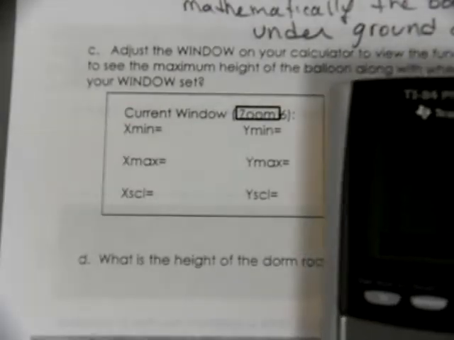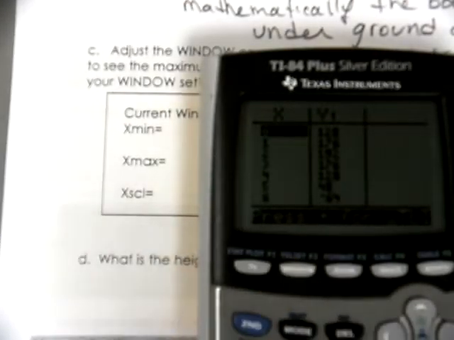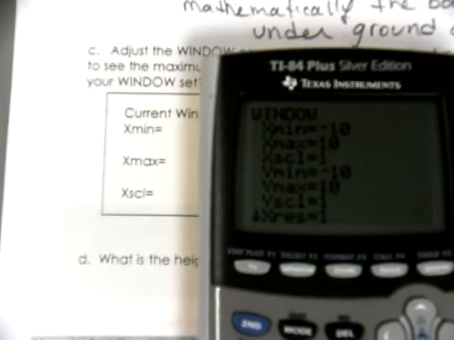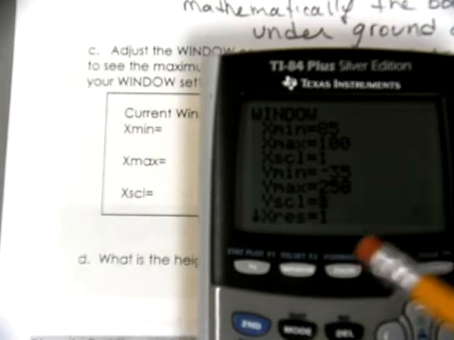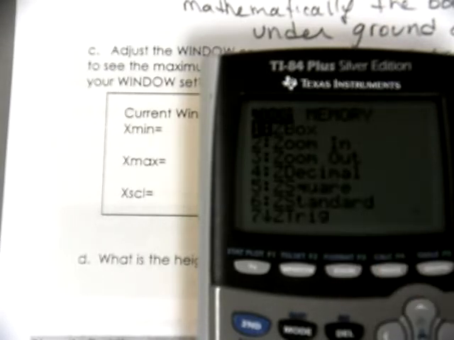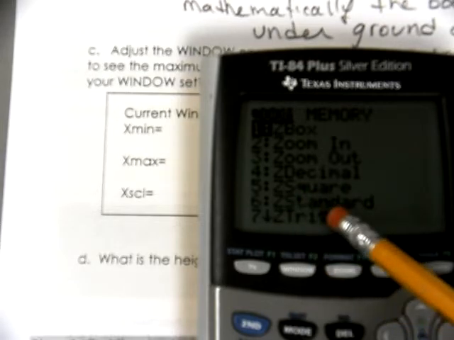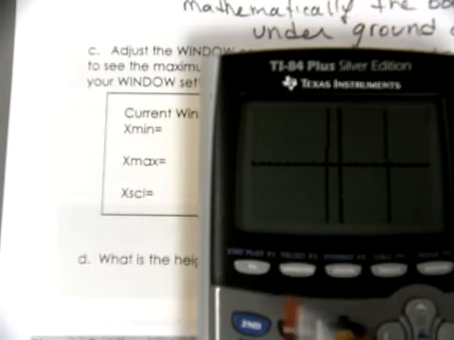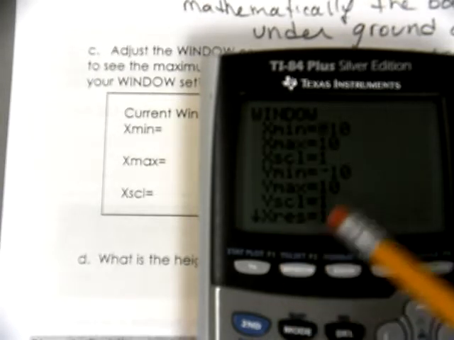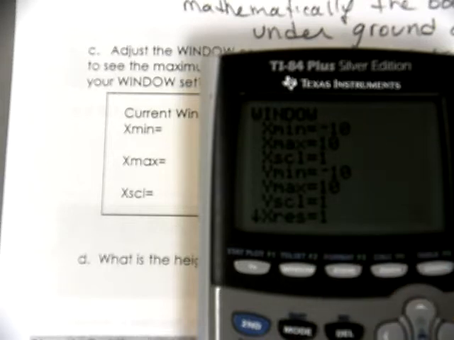Looking at your window, if you take your graphing calculator and hit the window button, you'll see what the standard screen is. If you don't have this, you have something that's much different. If you have something that's completely different, you can hit the zoom button, and we look at number 6, called zoom standard, and that'll put it right back to our normal window. So hit the window, and we're right back to what we started with.